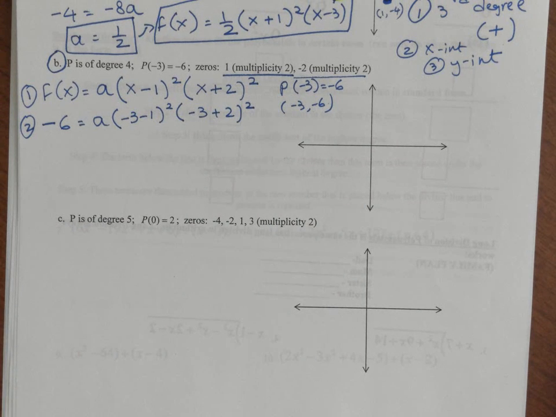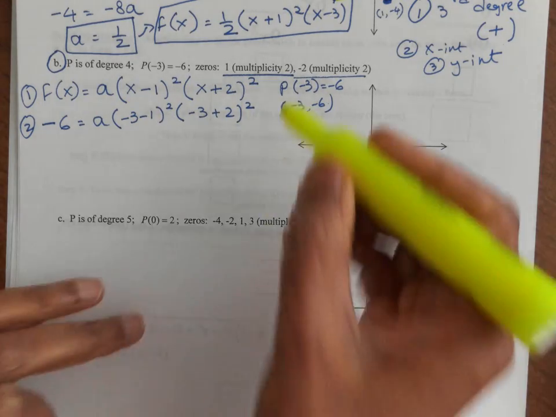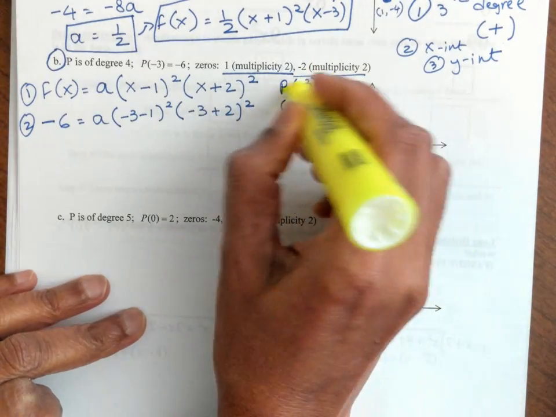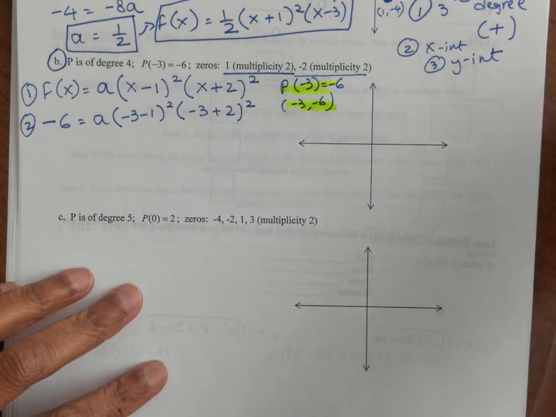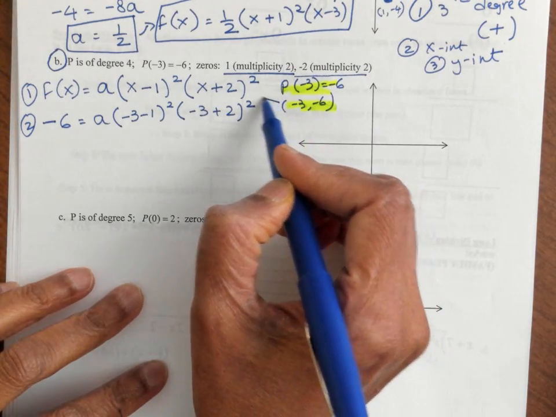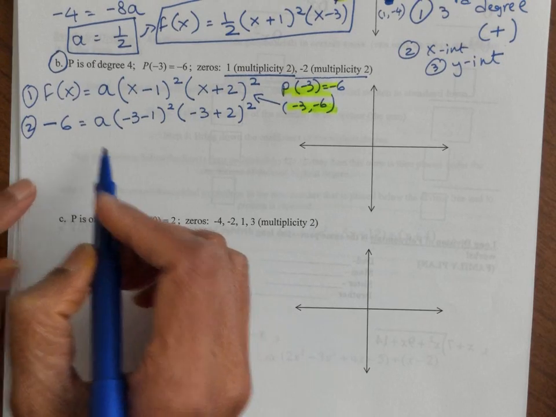So I'm just putting down the steps. Step 1 is just writing the polynomial, keeping a as a with just the x-intercept. Step number 2 is taking this and substituting it in the equation. And step number 3, you will solve for a. So go ahead and solve for a.